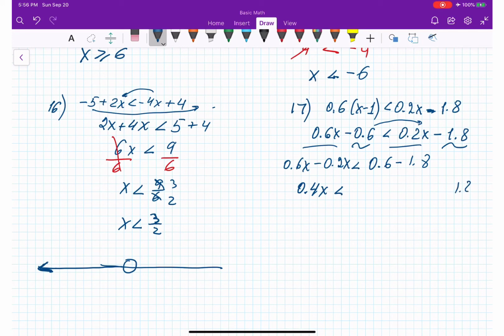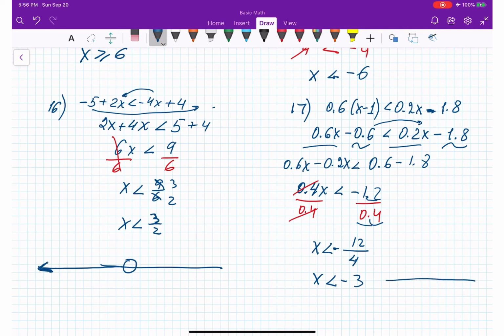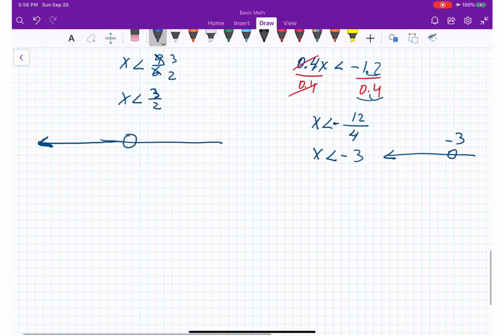So I need to subtract, right? 1.8 minus 0.6. 8 minus 6 is 2, so 1.2, and it's going to be negative 1.2 because 1.8 is the bigger number. So we divide by 0.4. Here also we divide by 0.4. Since 0.4 is a decimal, I have to move by one position to get a whole number. Same thing with 1.2, move one position, 12, and I get x is less than negative 3. If I draw it in graphing format, this is negative 3, and less than goes this way. I put an empty circle because the equal sign is missing.